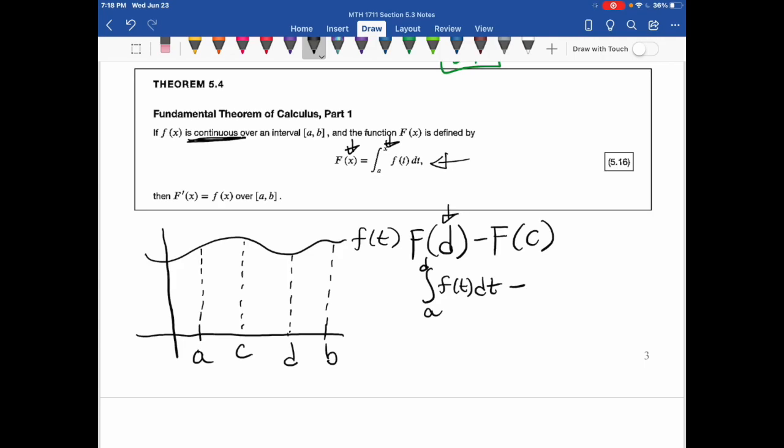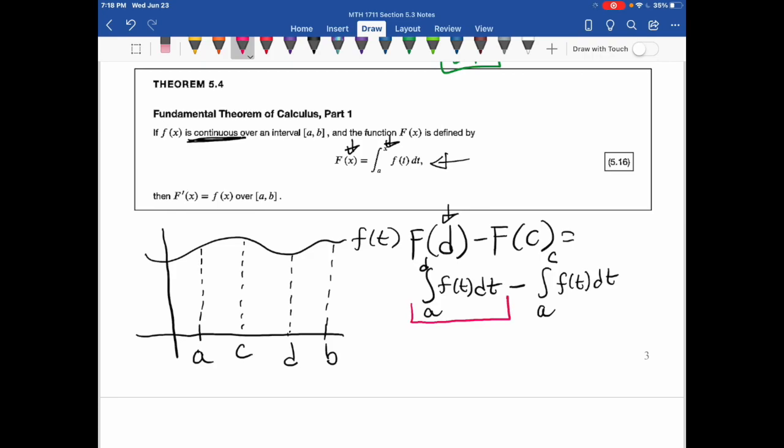Now I'm going to subtract capital F of c and do the same thing. Everywhere I see x in that statement, I'm going to plug in c. So I have the integral from a to c of f of t dt. Now, let's think about what this means, and I'm going to color code this to make it easy to see.